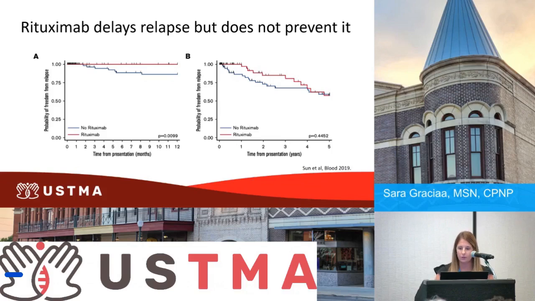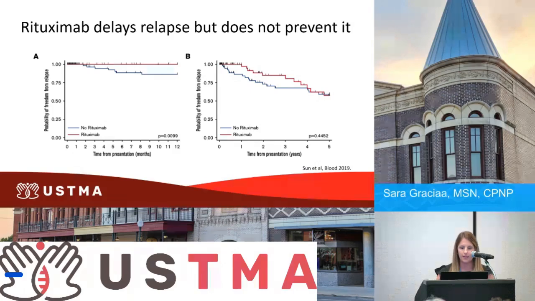So similar to before, the rituximab treated group is in red and the non-rituximab treated group is in blue. The vertical line again shows relapse-free survival, and the horizontal line demonstrates time from treatment. And this is in months on the left and in years on the right. And then remember, as the line drops, you have more relapses.